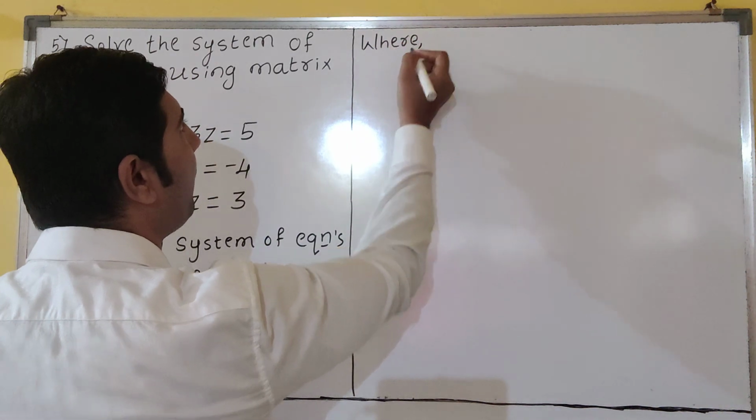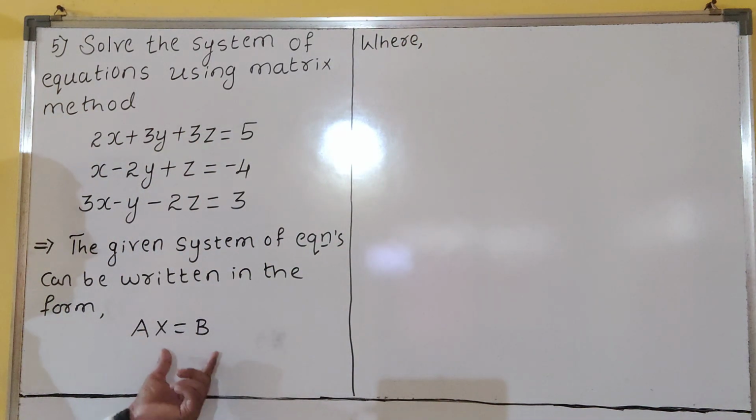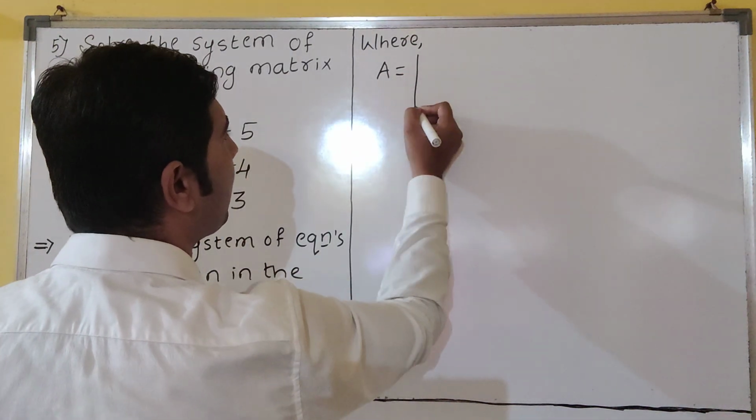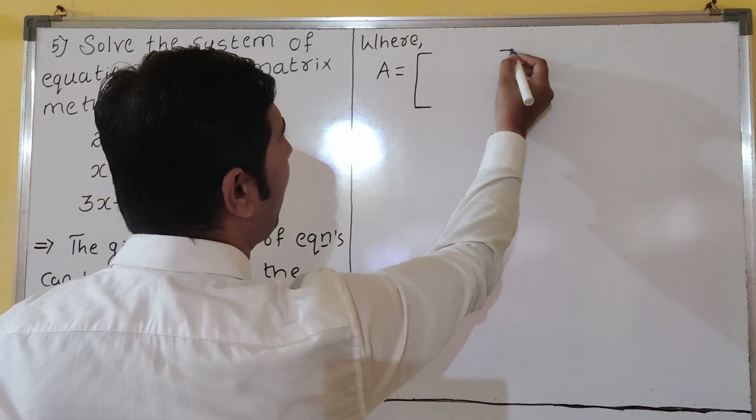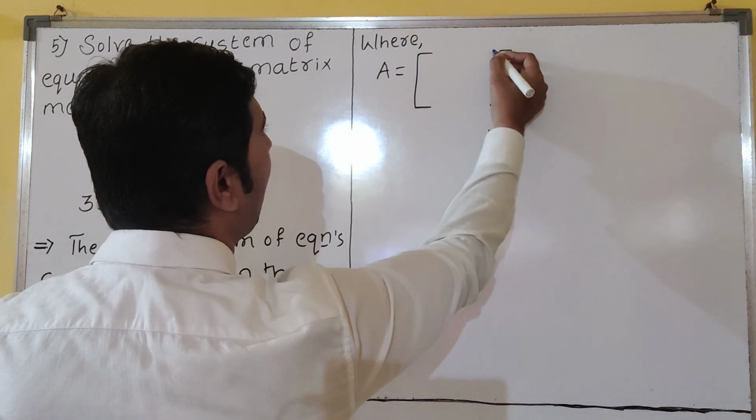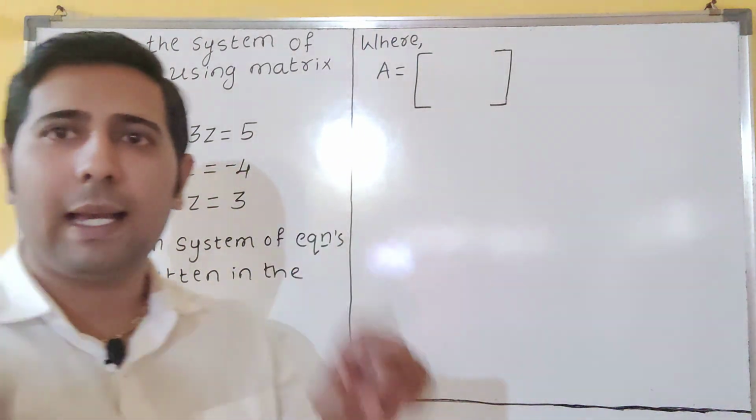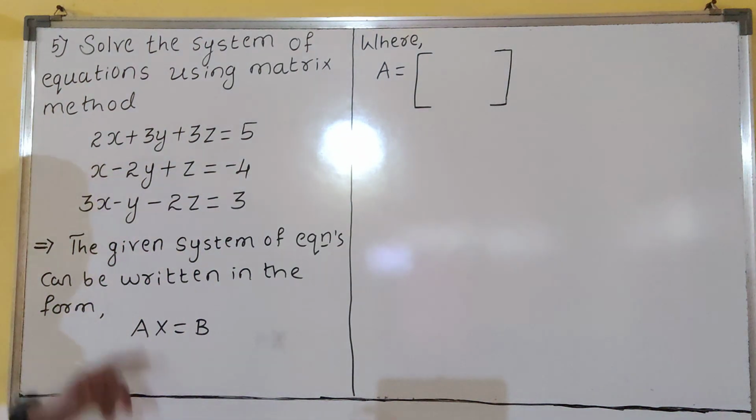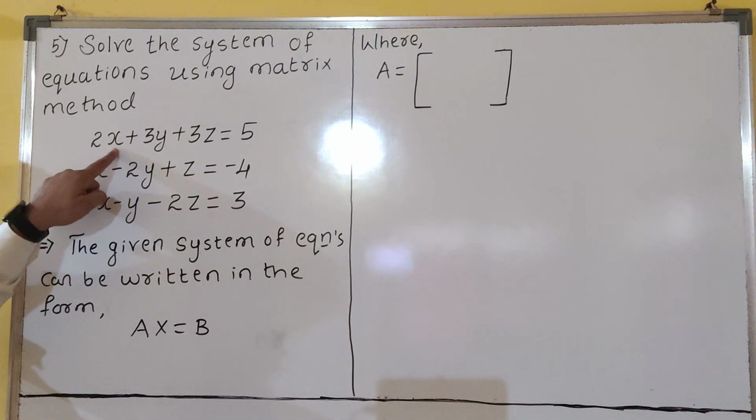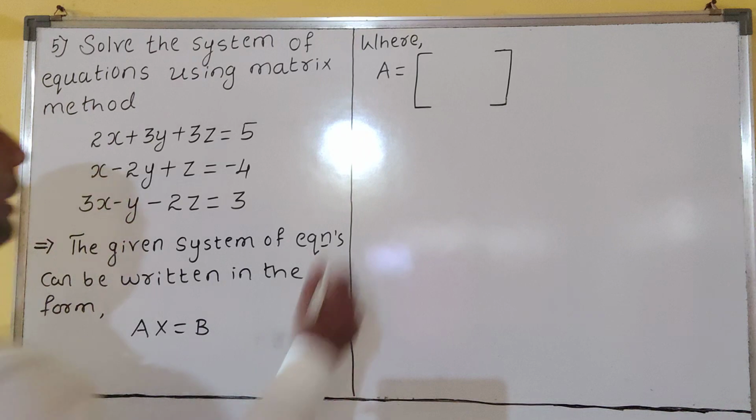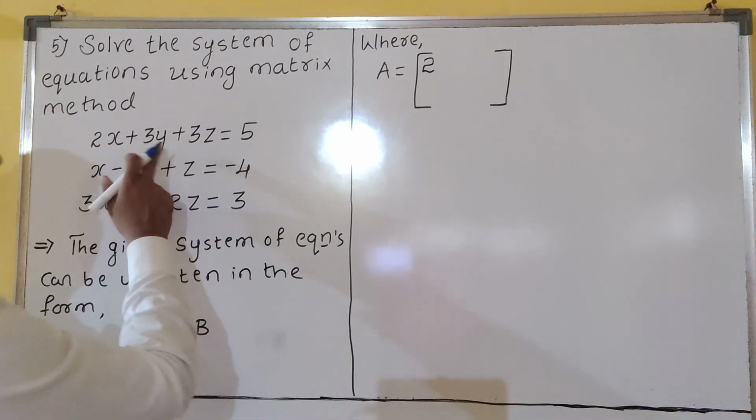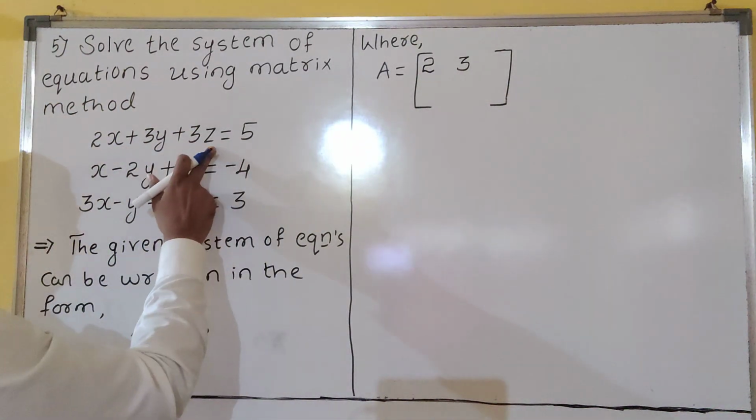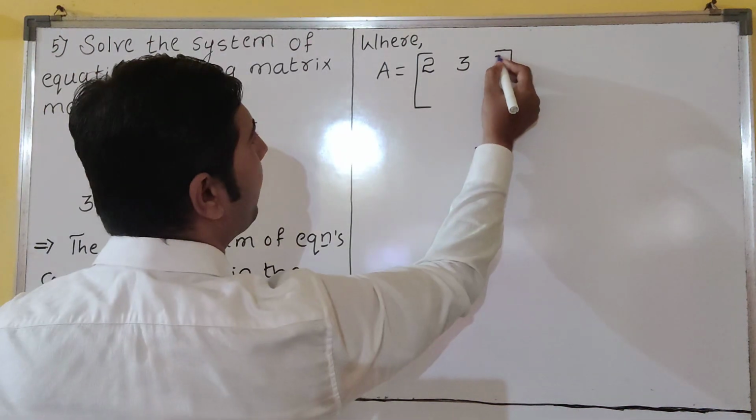What is A now? Maximum students will think that AX is equal to B we have written. Where A is, I will write here. Try to understand, see which bracket I am using. Square bracket I am using, dear students. Can you observe? I am not using parallel lines, sir. I had used square bracket. Capital A is equal to, see A how to write. In front of x what is it? 2, you have to write here. In front of y, 3. In front of z, 3, again you have to write 3.